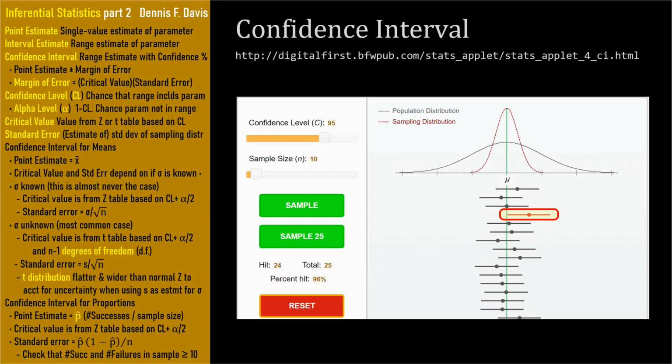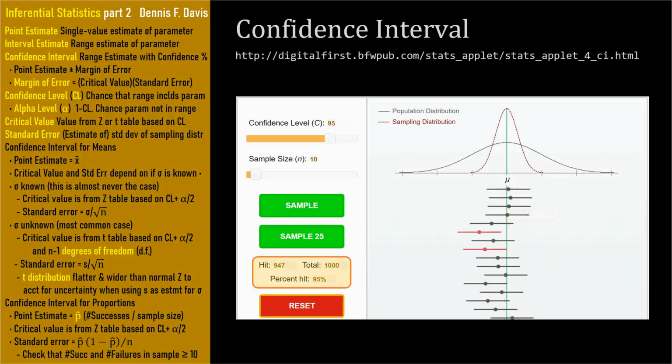Here, the app tells us how many confidence intervals we've generated, how many hit, which is how many include the population mean mu, and the hit percent. When the Sample 25 button is clicked repeatedly, the app keeps track of the totals for us. Here's the result after 1,000 samples. At a 95% confidence level, 947 out of 1,000 intervals include mu, a very good simulation.